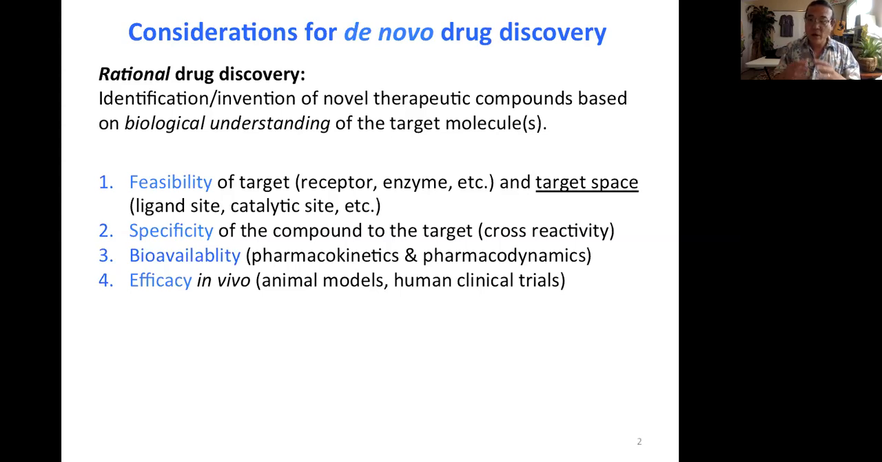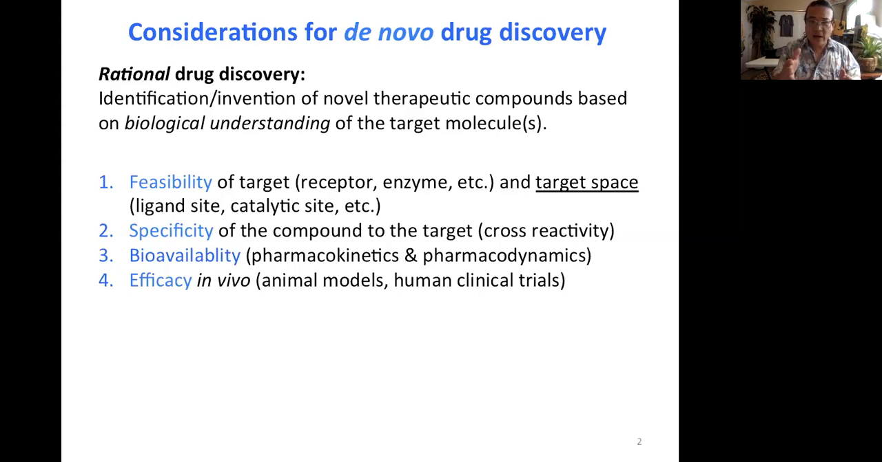But we said, you know, what if you actually want to start and design something new from scratch, rather than trying to just screen hundreds of thousands or millions of little compounds, right? What if you want to take a rational approach? Meaning, what if you have a target already in mind and you want to come up with a small three-dimensional molecular shape that targets that inside a cancer cell? So that's what we mean by rational drug discovery.